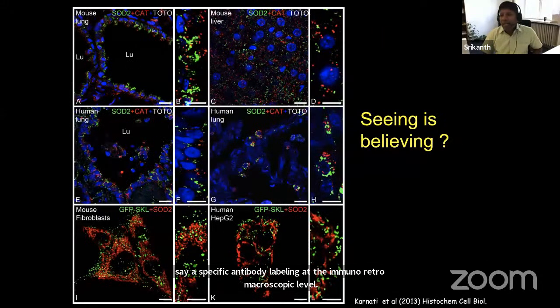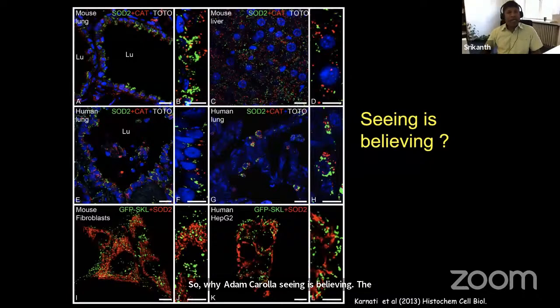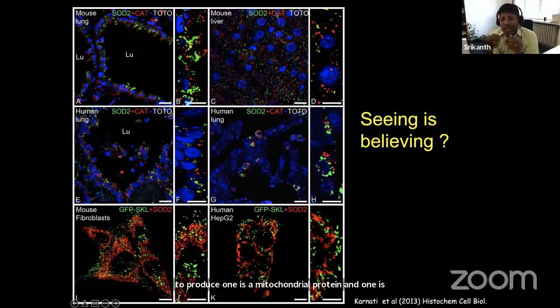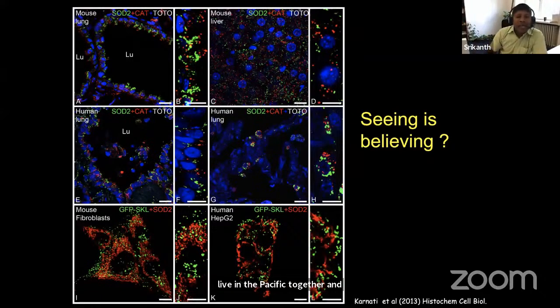So why is there a term called seeing is believing? Because this is normal liver and lung tissue labeled with two proteins, one a mitochondrial protein and one a peroxisomal protein. Generally mitochondria and peroxisomes lie in the vicinity together. In some of the regions you can see yellow, you see yellow here and yellow here. Most of the time the green and red are separate, but sometimes green and red are very close together.